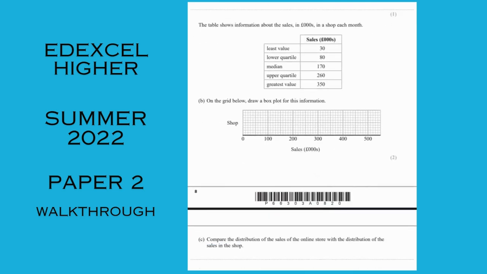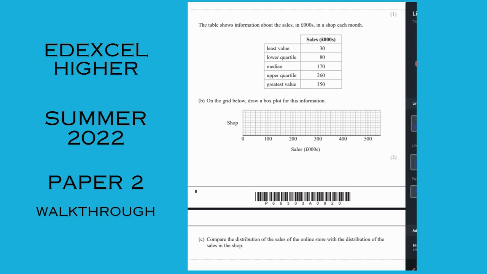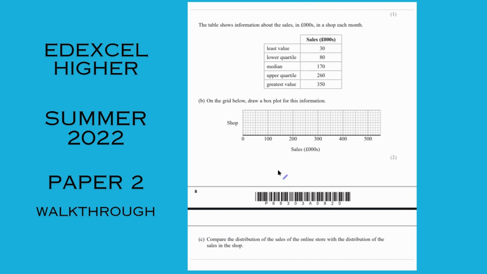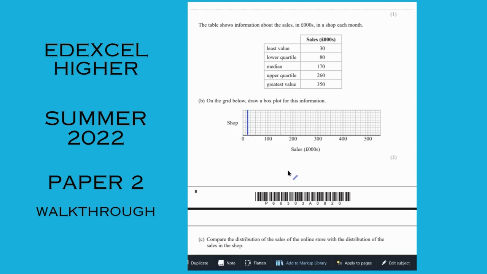This one, I'm going to try and do it in real time. Me and technology don't normally mix. Let's see how we go. Got a blue line. Least value at 30, so that's 3 squares. And that's nowhere near, so let's shufty it along. There we go. Greatest is at 350.